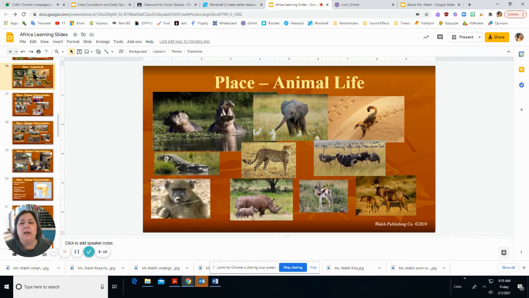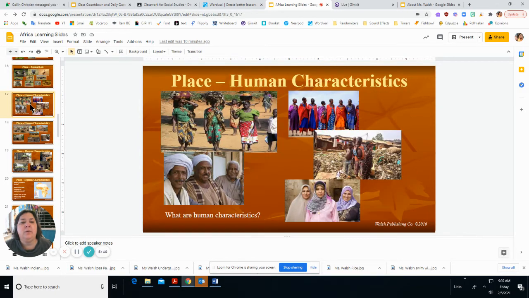Let's take a look at human characteristics. When we look at different places, we look at the culture. Well, the cultures are very different in Africa, country to country. Imagine having 54 countries, and they're all different. Now, some of them are similar in terms of their history or their climate or the kinds of plants and animals that they have or the resources, but they're very different overall. Africa is a very enormous continent, and all the cultures are extremely different.